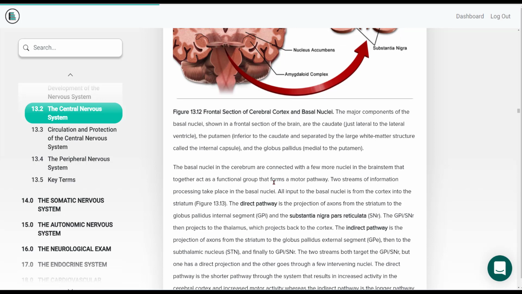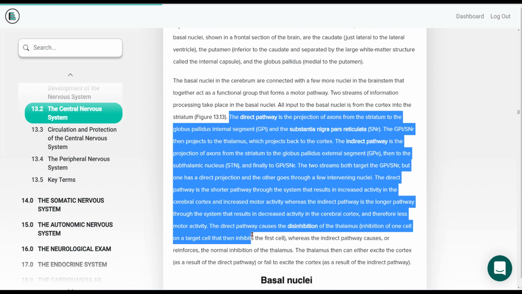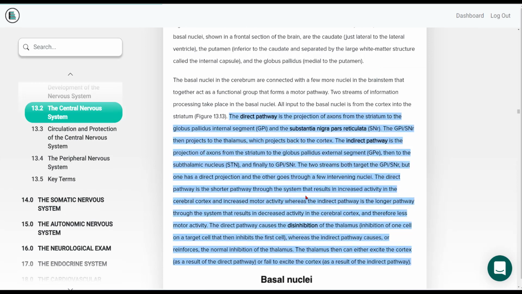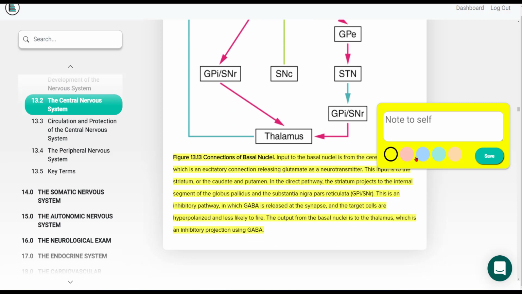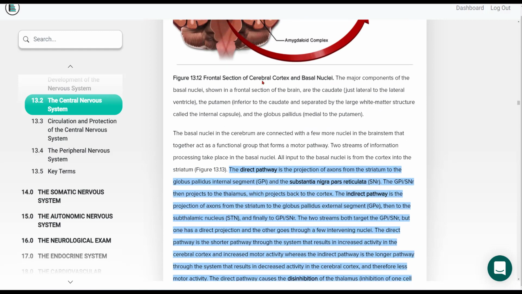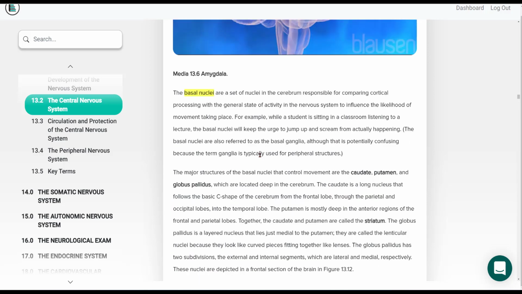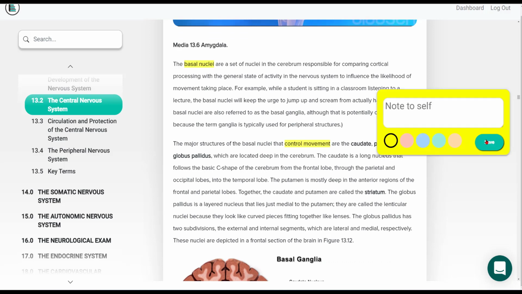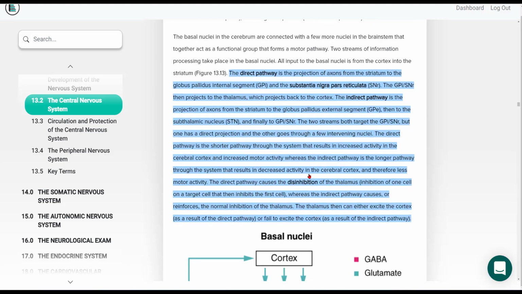So again, the basal nuclei, these three regions are helping to coordinate your movement, not initiate, but to coordinate. And I am going to put a big blue section over this conversation because I'm not going to hold you responsible for the direct or the indirect pathways. I'm not going to hold you responsible for this figure as well. So don't worry about any of that. I just want you to know a basic idea that the basal nuclei are all about controlling movement. Not initiating, but helping to control it, make it more fluid, make it more regulated.